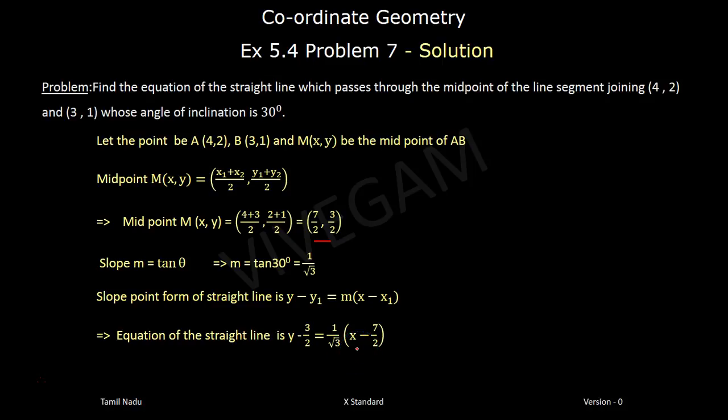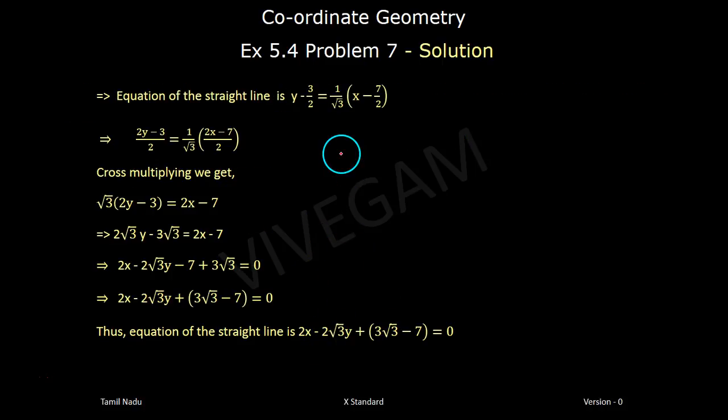So this, when you simplify, you'll get 2y minus 3 by 2. Okay, I'm writing the same equation here for continuity, right? So this will be 2y minus 3. When you take LCM, it will be 2y minus 3 on the left hand side, and the right hand side will keep it as it is. This 2 and this 2 will get cancelled. So then you cross multiply, you will get root 3 into (2y minus 3) equal to 2x minus 7, and that will be 2 root 3 y minus 3 root 3 equal to 2x minus 7.